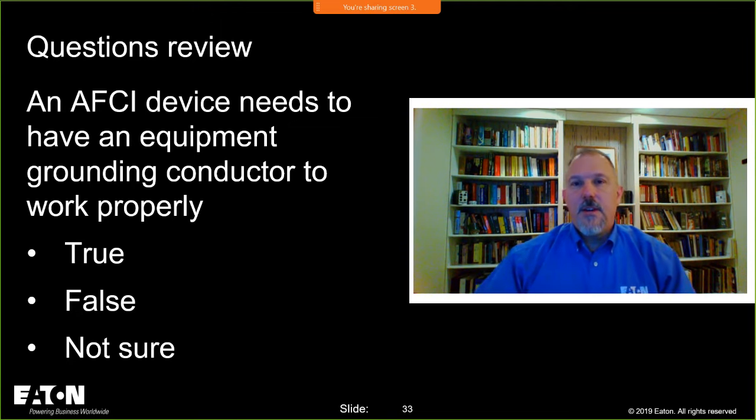So AFCIs are going to find that if you have ground fault protection in there, anything upstream, you can't share neutrals downstream. On a single pole, you can have a 2-pole breaker, AFCI or GFCI. But that's an important aspect to remember. An AFCI device does not need to have an equipment grounding conductor.